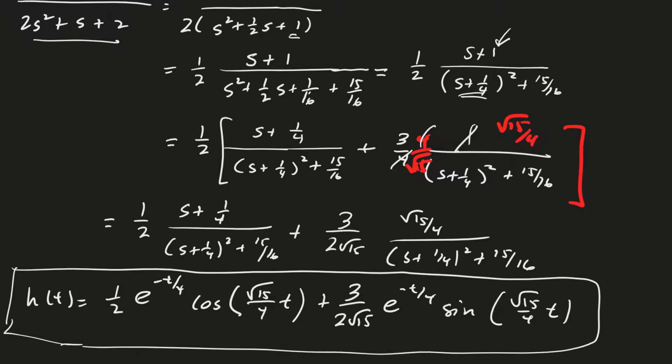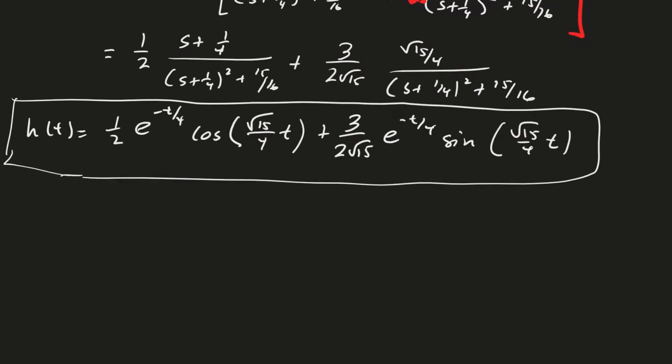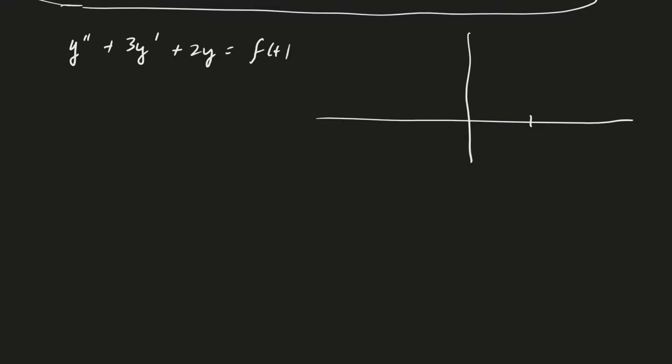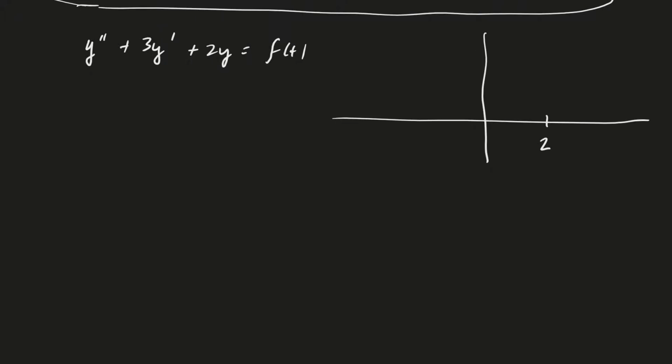Okay, so now let's try to do one more example in our 10 minutes here, and let's see if we can solve a differential equation. The differential equation I want to solve, let's see if I can find it. There we go. y'' + 3y' + 2y = f(t), where f(t) is 0 up until time 2, and then at time 4 it's up here at 3.